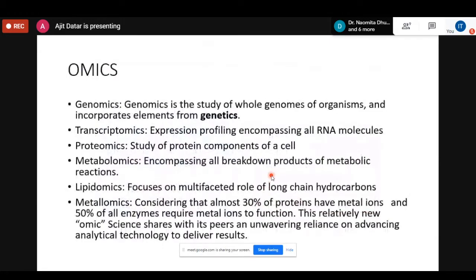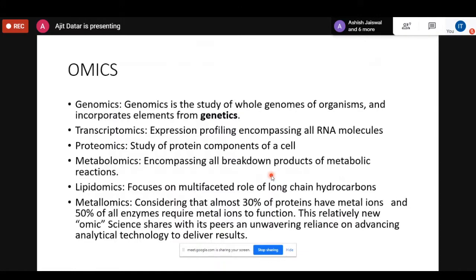Well, mass spectrometer and many other equipments are used for omics, and many of you are familiar with genomics or transcriptomics or proteomics, metabolomics, lipidomics. Today I'm not going to talk on any one of them. I'm going to talk about one more omics which is coming up, which is called metallomics. Okay, this is a new omics which is coming up. Probably many of you must not have heard about this.